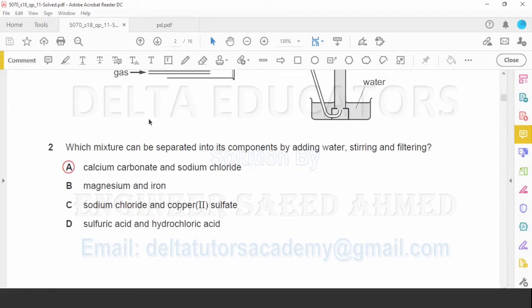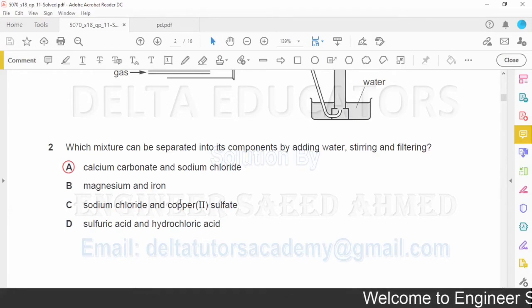Question number 2. Which mixture can be separated into its components by adding water, stirring and filtering? Okay, we have a mixture of two substances and we want to separate it by filtering. By filtering, we can separate the items when one is soluble in water and the second one is insoluble in water. Now we have to check the options. In option A, it is given calcium carbonate and sodium chloride. Calcium carbonate is insoluble in water and sodium chloride is soluble in water. So by filtering, we can separate calcium carbonate and sodium chloride. So this option is the correct option.